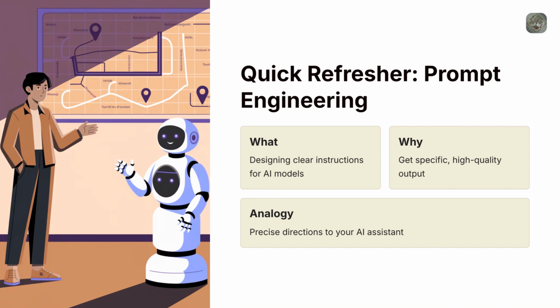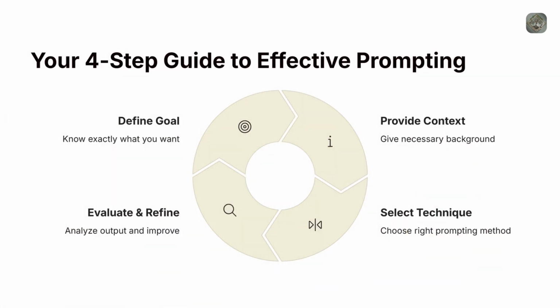It's about effective communication. To make prompting less guesswork and more strategy, we'll use a structured 4-step approach. This process helps ensure you cover the key elements for effective interaction. Step 1, clearly define your goal. Step 2, provide relevant context. Step 3, select and apply the right prompting technique. And Step 4, evaluate the AI's response and refine your prompt as needed. We'll break down each step, making it easy to follow and apply.